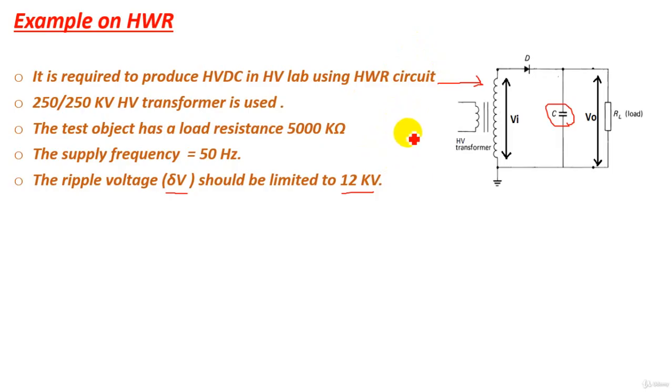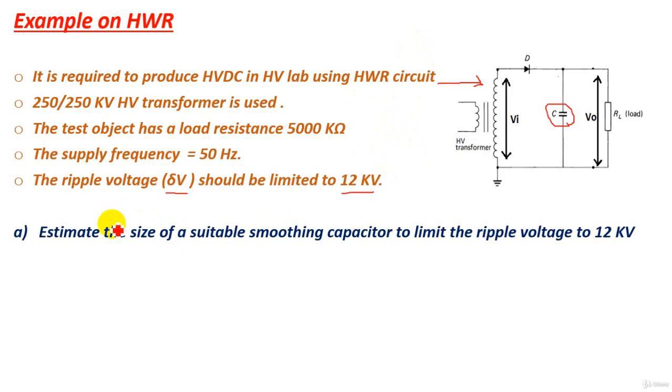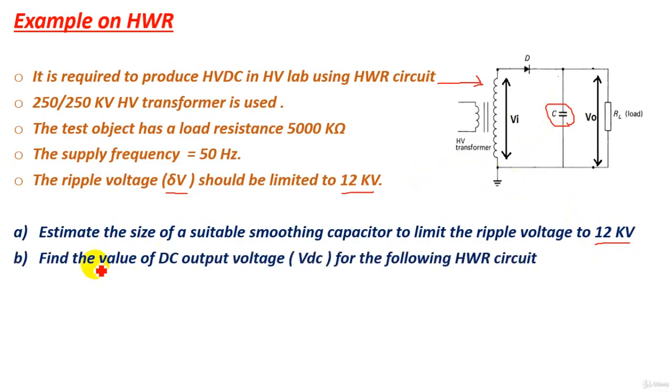What is required now? First, estimate the size of a suitable smoothing capacitor to limit the ripple voltage to 12 kilovolt. We need to find the value of the smoothing capacitor here, or find the value of this capacitor to limit the ripple voltage to 12 kilovolt. We will see how we can do that. Also, after that, find the value of the DC output voltage. Here, the output voltage DC, which is high voltage DC, of course.